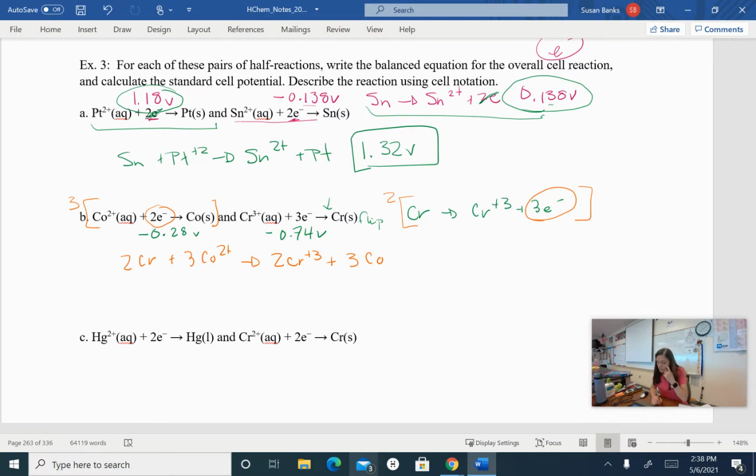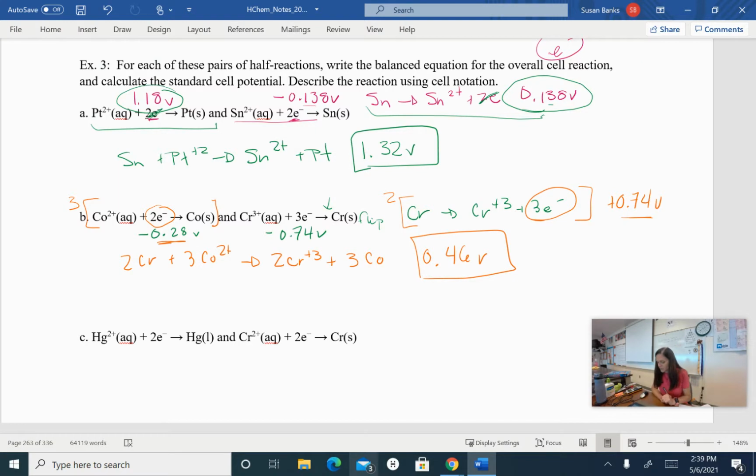So when we flip this, this will give us a positive 0.74 volts. And we add those two together, we get an overall voltage. So we're going to add this and this together. That will give us an overall voltage of 0.46 volts on that cell.